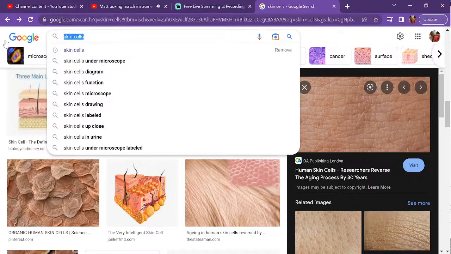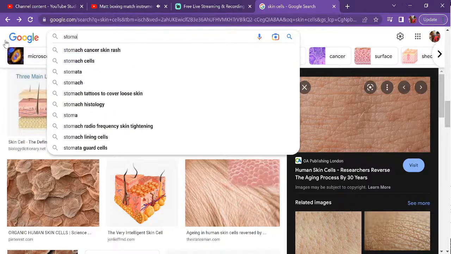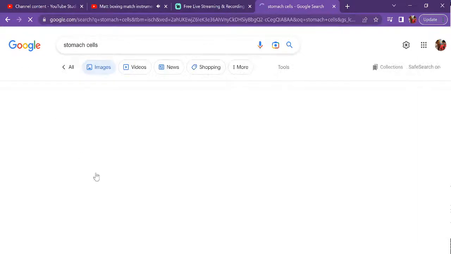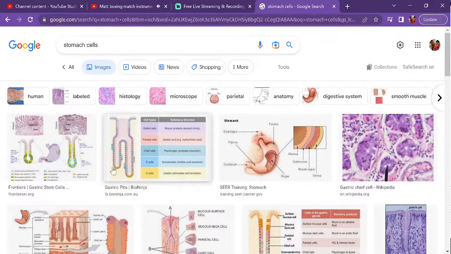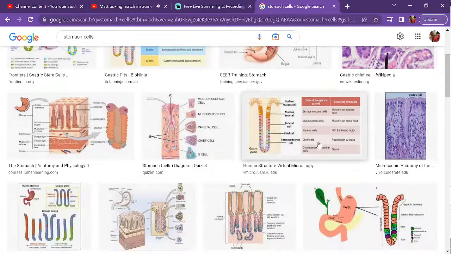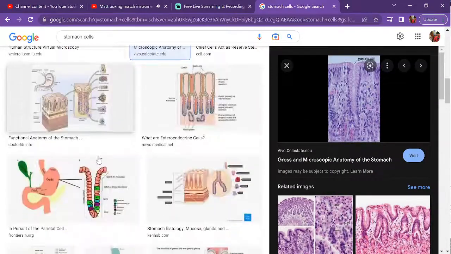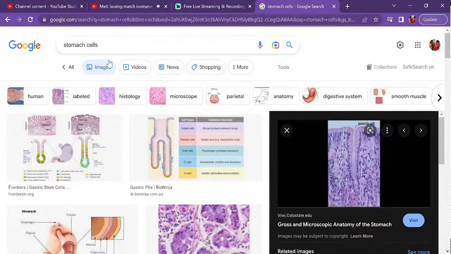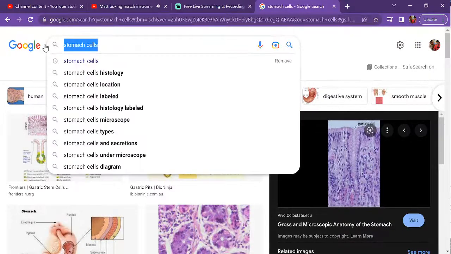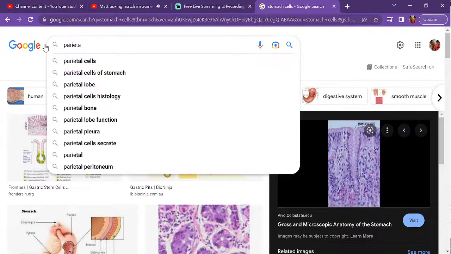Let's look at one more. Look at the cells in your stomach. Stomach cells. Wow, that looks weird. Let me call it by its proper name. There's a couple of these. Let's look at parietal cells.